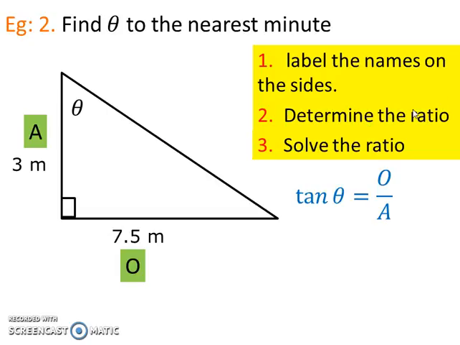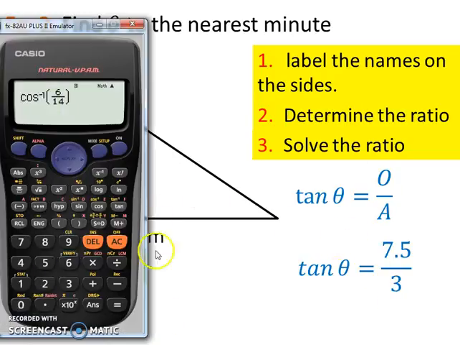We solve the ratio by substituting in our information. Our opposite side being 7.5 goes there. Our adjacent side of 3 goes there. And then we solve that on our calculator. So on our calculator, we press shift, tan. We put in our fraction, 7.5 over 3, arrow across, close your brackets, equals. Oh no, sorry, you don't have to press shift. So get rid of the shift.